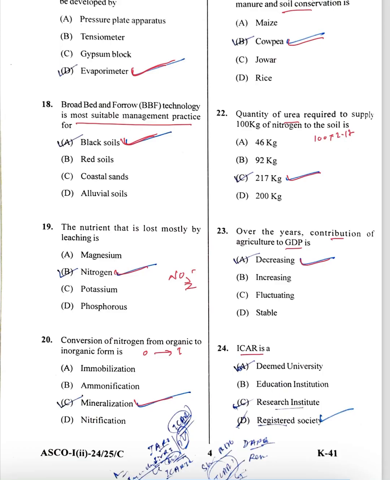Then, ICAR is which institute? It is a registered society. As you know, ICAR was initially the Imperial Institute, and it is under the Societies Registration Act. It is a registered society, rather than an education institute or research institute. The proper answer will be the ICAR body, a registered society.